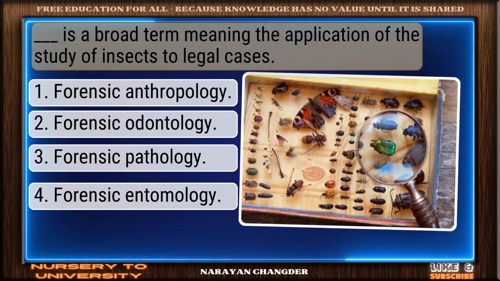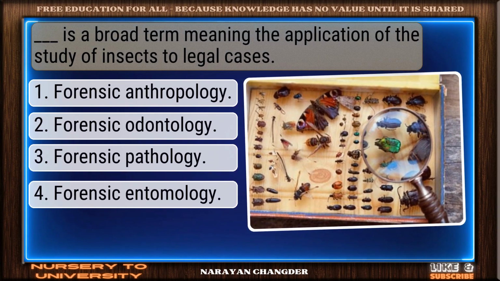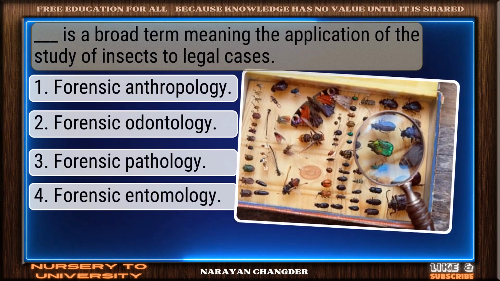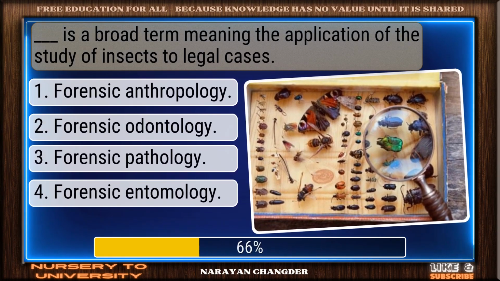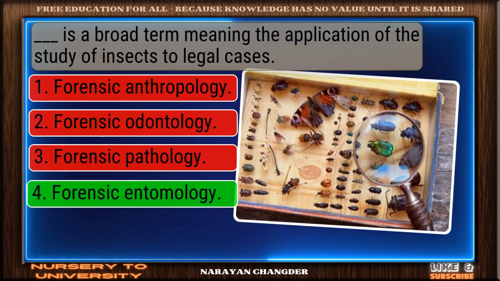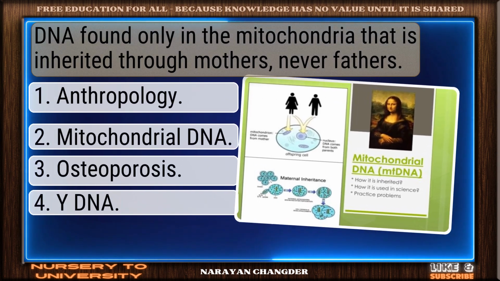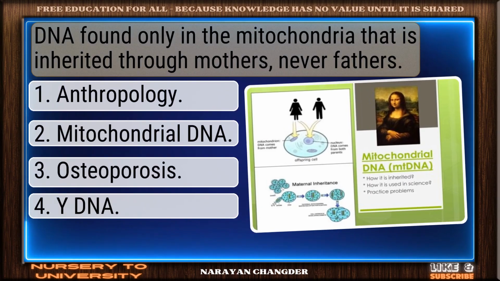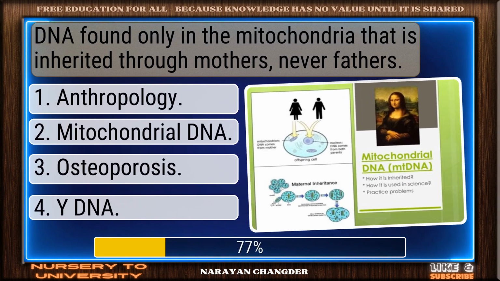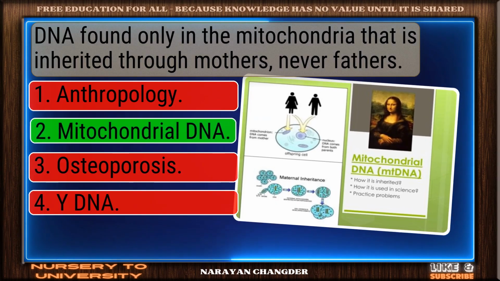Dash is a broad term meaning the application of the study of insects to legal cases. Great job. Forensic entomology is the accurate answer. They are found only in the mitochondria that is inherited through mothers, never fathers. Great thinking. Mitochondrial DNA is the right choice.